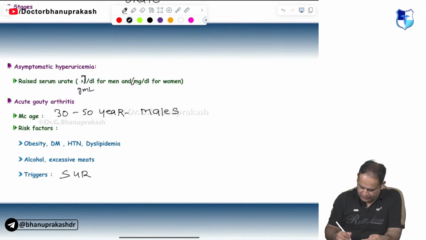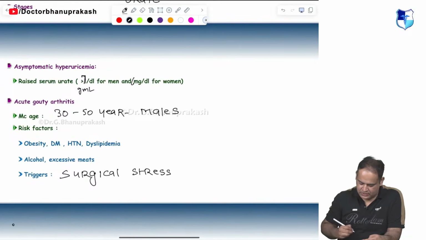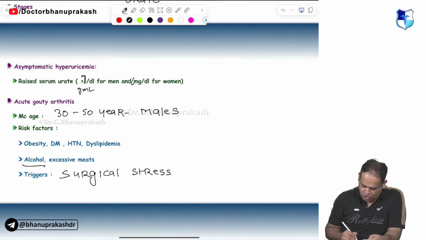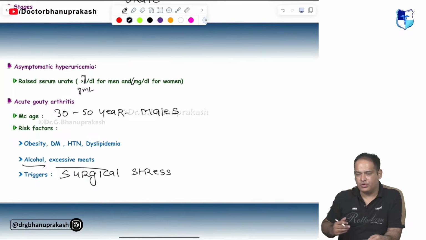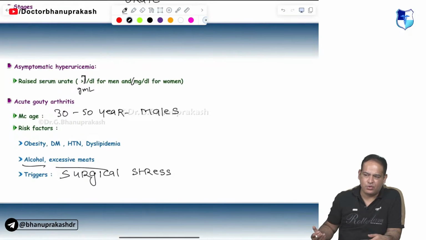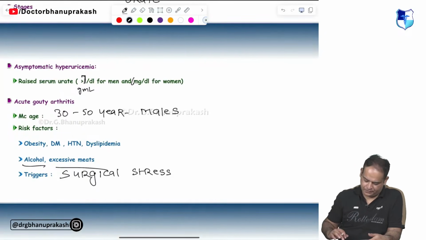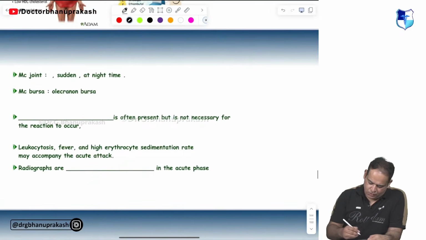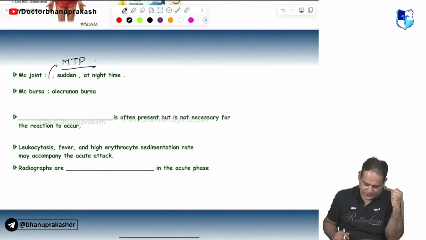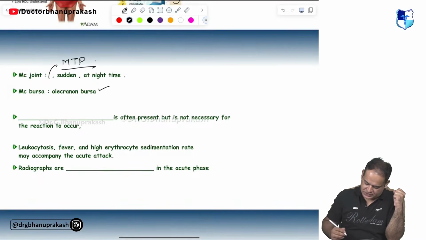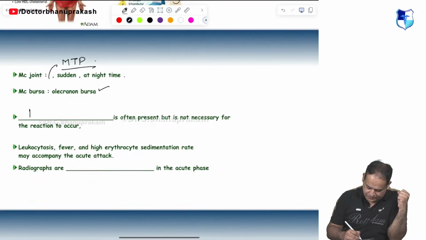What are the triggers? So it is seen in surgical stress, common in alcoholic and meat users. Those who are non-vegetarians have it slightly more commonly. Basically it is related to excess protein, right? Now, most common joint, metatarsophalangeal joint, most common bursa, olecranon bursa.